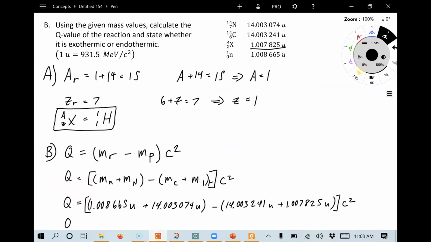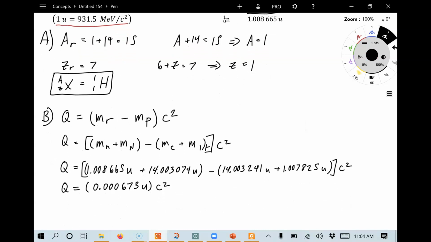Again, be really careful when you calculate this so that you get the answer right with all the decimal places. I ended up getting this to be 0.0000673 U times c squared. At this point, all we're going to do is a conversion straight to MeV. We have this conversion factor: 1 U of mass is equal to 931.5 MeV per c squared. So we're going to use that conversion here.